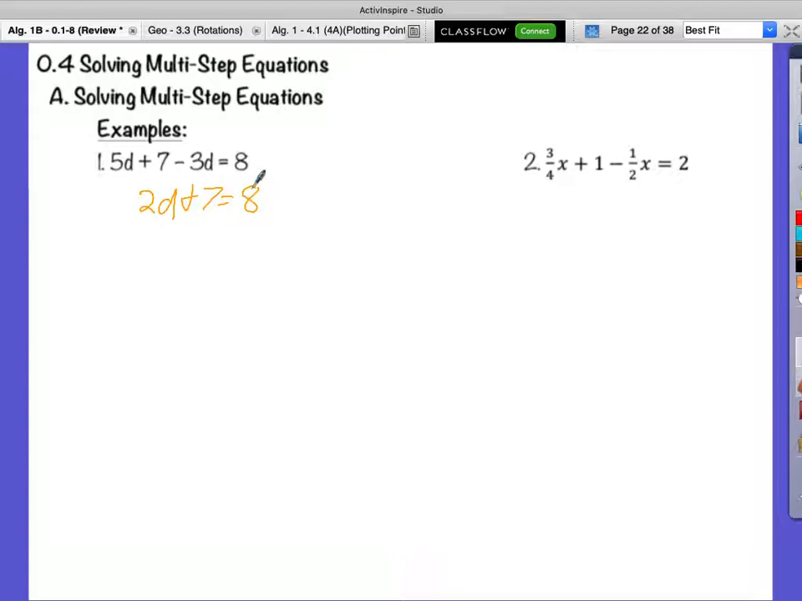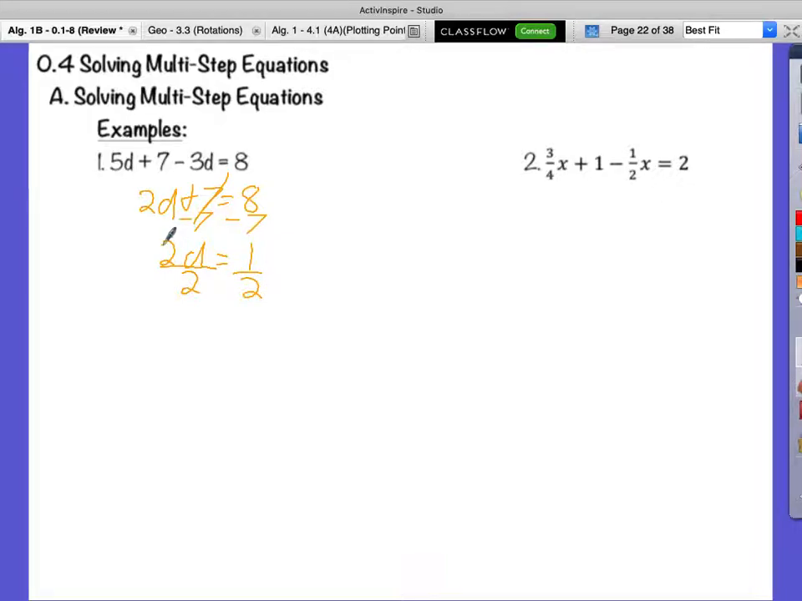So now we're back to doing SADMAP. We're back to a two-step equation. So now we subtract 7 like Brady said. And 2d is equal to what number, guys? 1. Okay. 2d equals 1. And now we would divide by what? Divide by 2. Okay. Tony, what do we get on the left side?